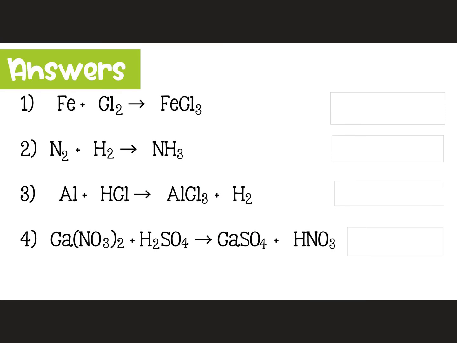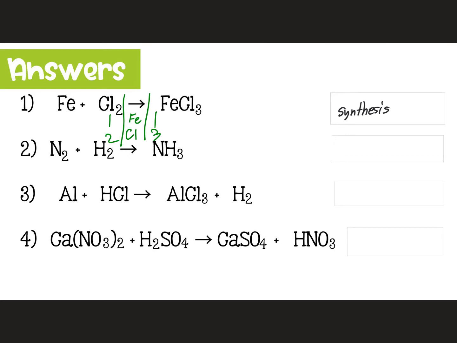For the first example, we have iron and chlorine being combined to form iron chloride. This is an example of a synthesis reaction because iron combines with chlorine to form iron chloride. Now, let's split up our products and reactants. On both sides, we have iron as well as chlorine. On the left, we have a single atom of iron and 2 atoms of chlorine. On the right, we have 1 atom of iron and 3 atoms of chlorine.